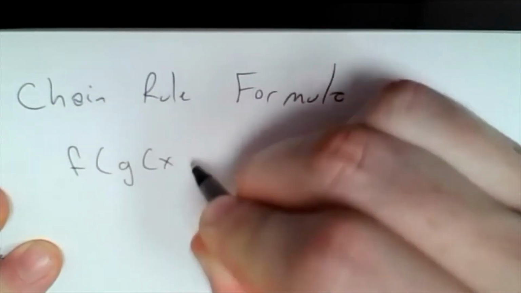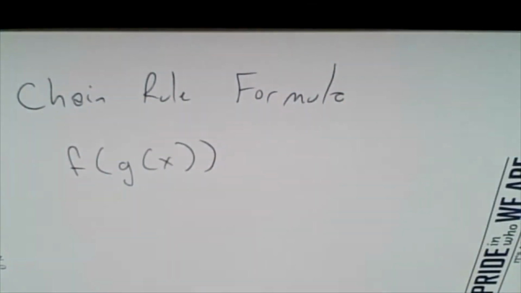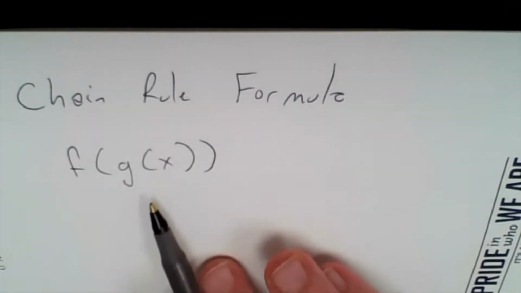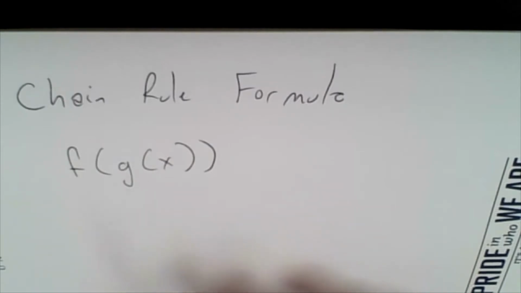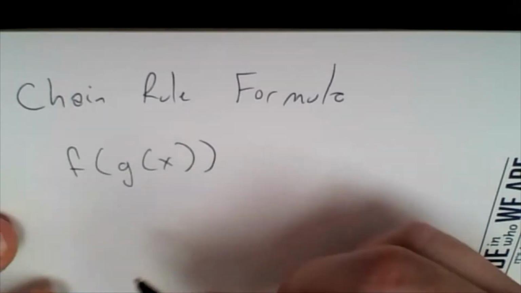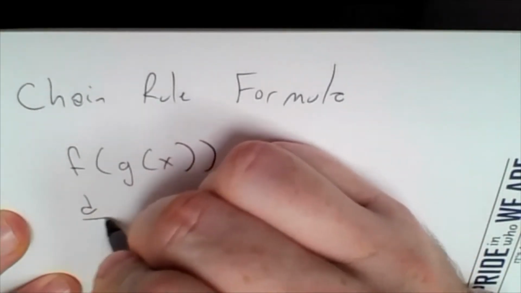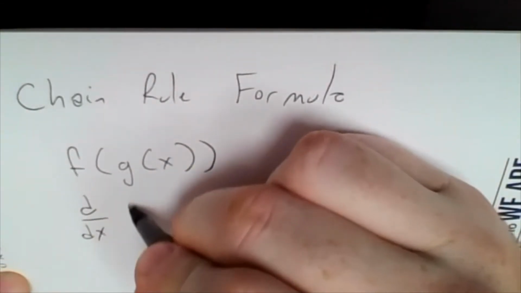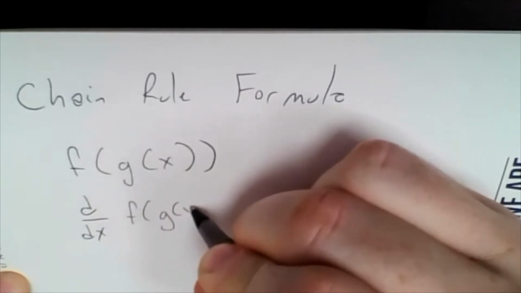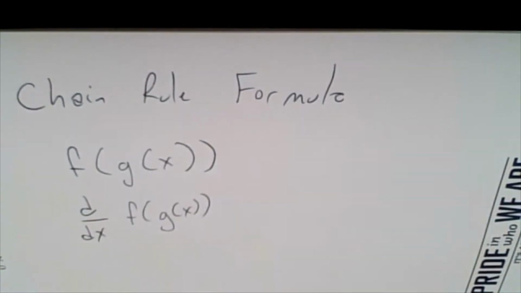So I'll have some function f of x, and the input to f of x is another function, which I'm calling g of x. This is a very common situation when we're working with functions. And since we are in the business of calculus, we like to study rates of change, and we'd like to know how to take a derivative of a function that looks like this. So d dx f of g of x.